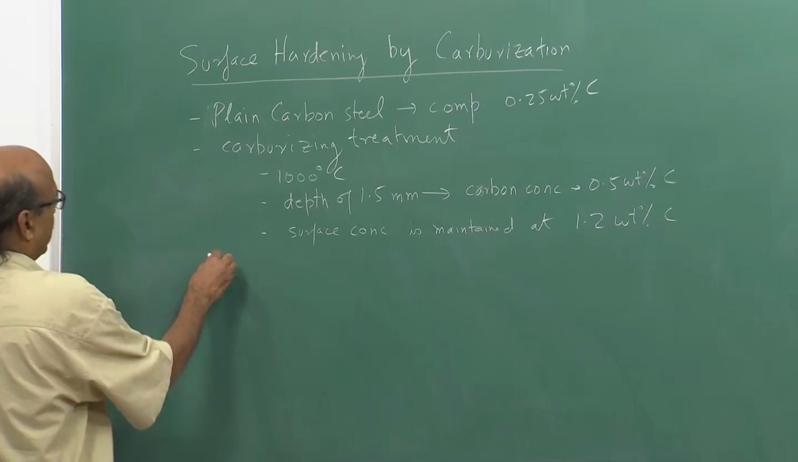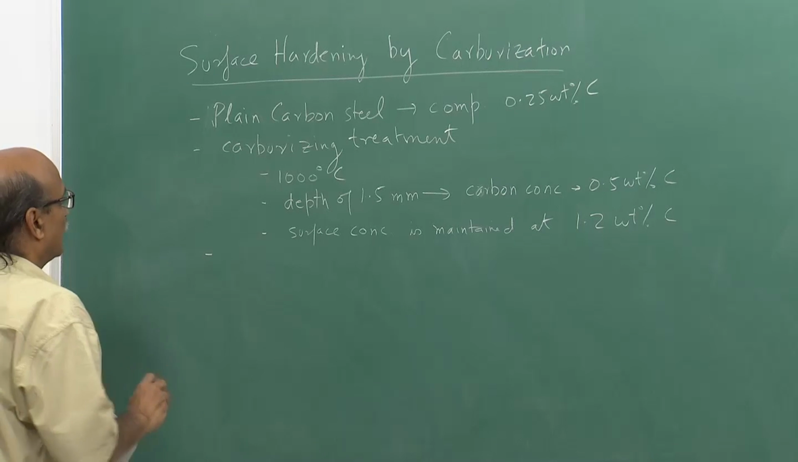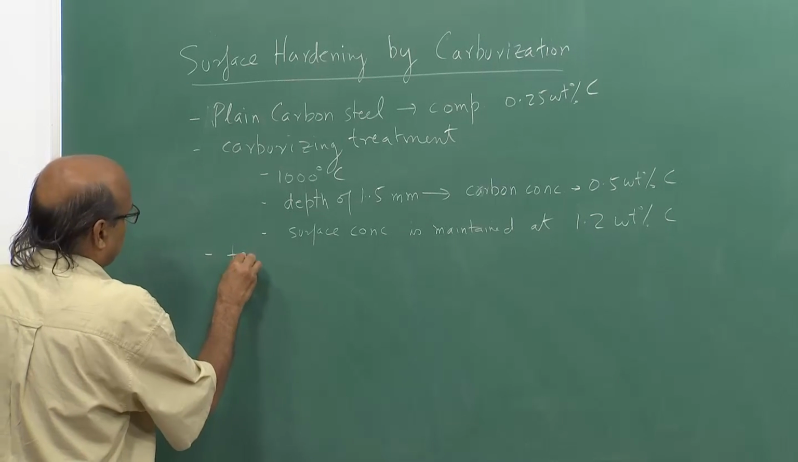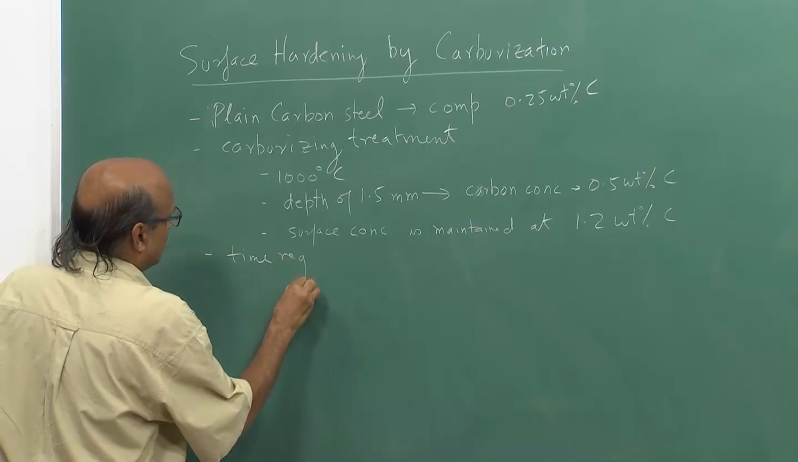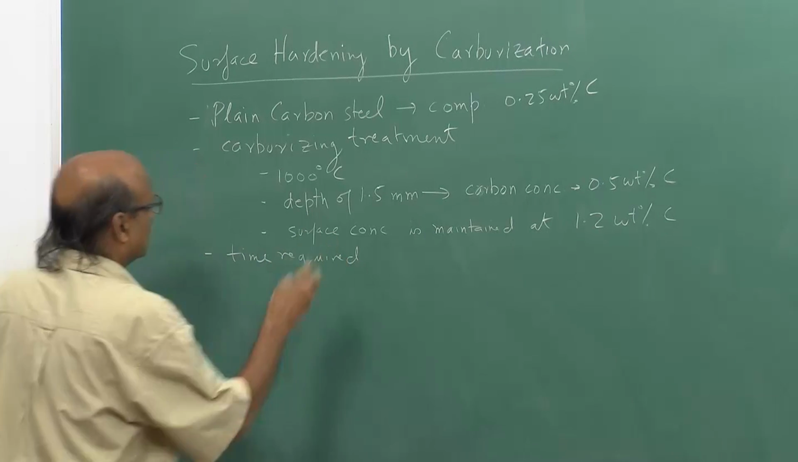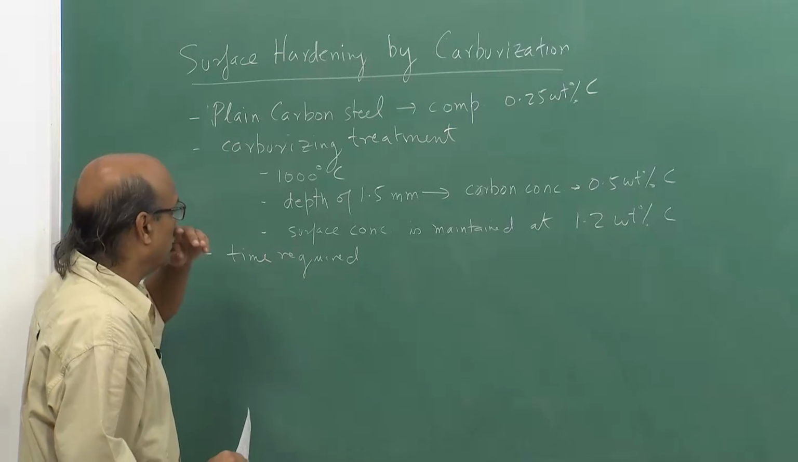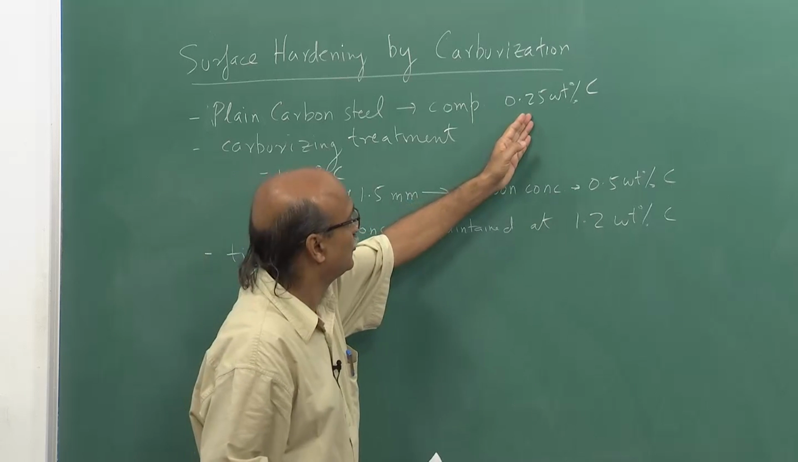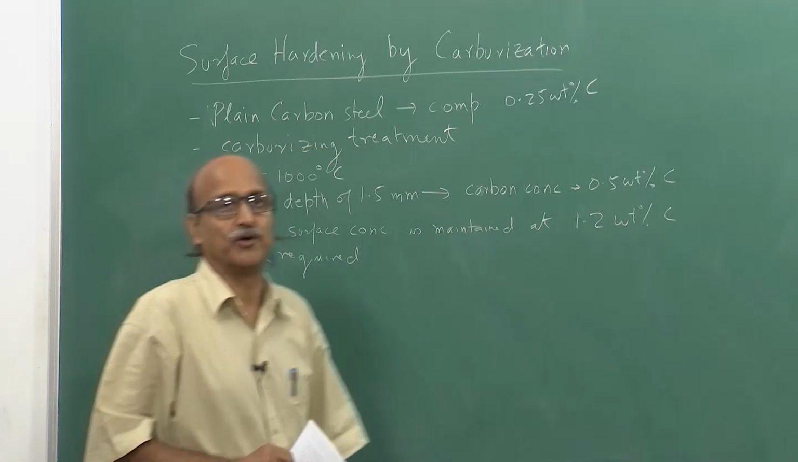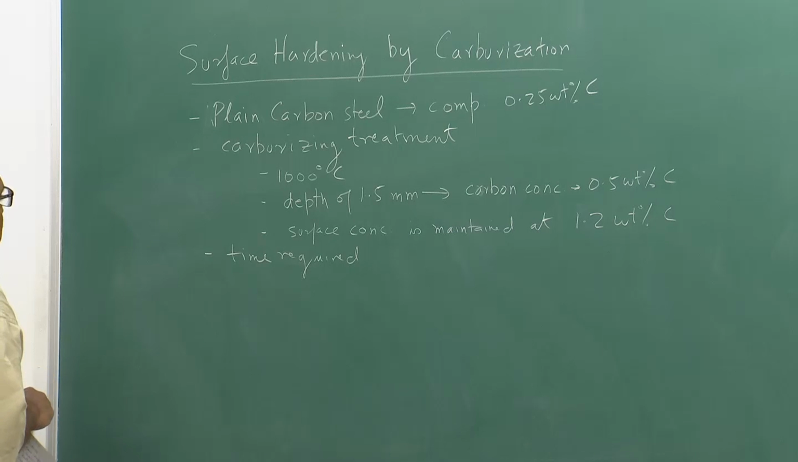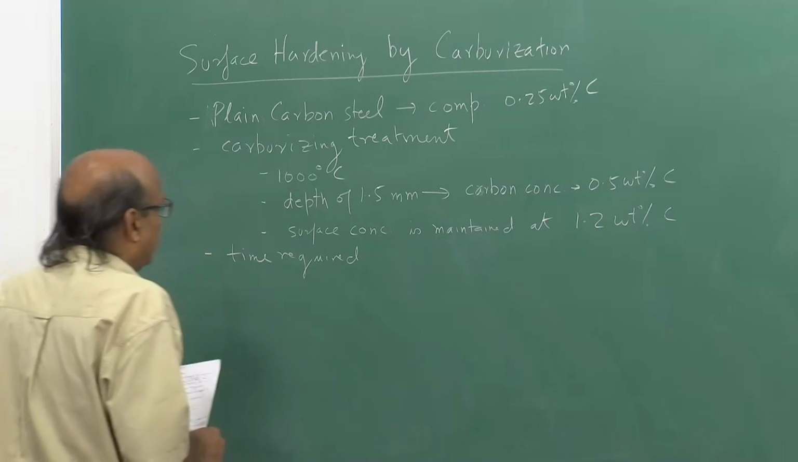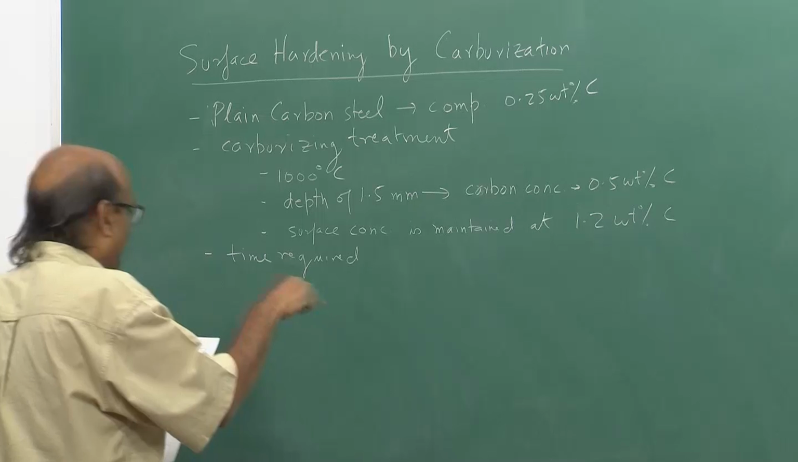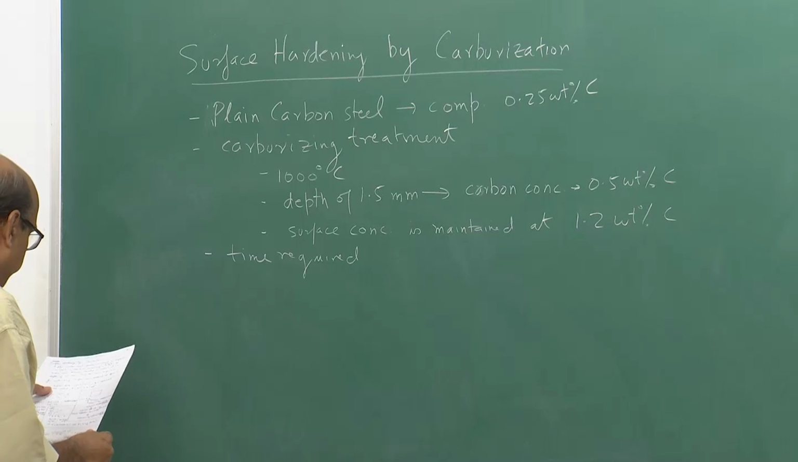And what do we want to find out? Well, we want to find out the time required for this treatment. That is, the time required to increase the carbon content at a depth of 1.5 millimeters from 0.25 weight percent to 0.5 weight percent. So, this is a simple diffusion problem of carbon atoms diffusing into the steel.